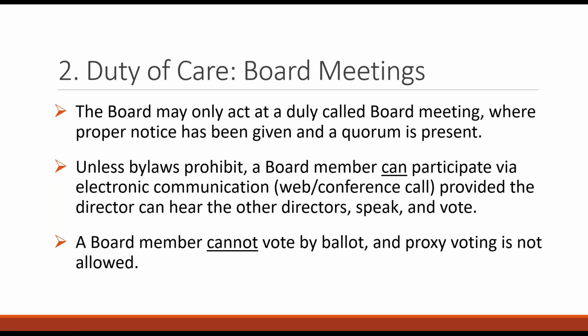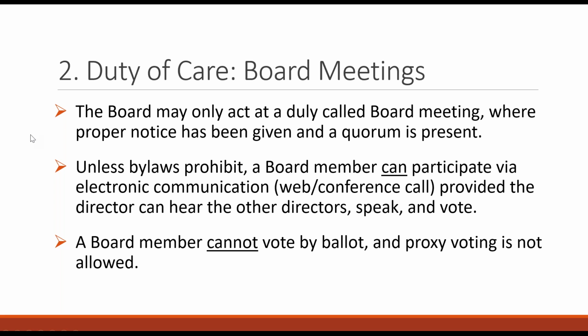So this means that they don't actually show up to the meeting, but later on they're emailed an e-ballot to vote yes or no on something that was discussed during the meeting. You can't do that. And proxy voting is also not allowed. Proxy voting is, I can't come to the meeting, but I ask my friend who's on the board to vote yes to something on the agenda because I know that I'm going to support that proposition.